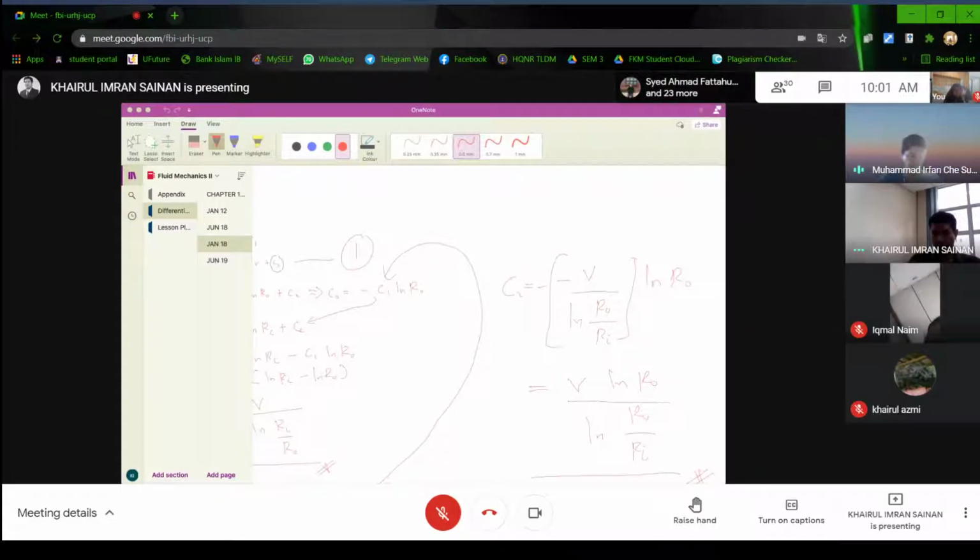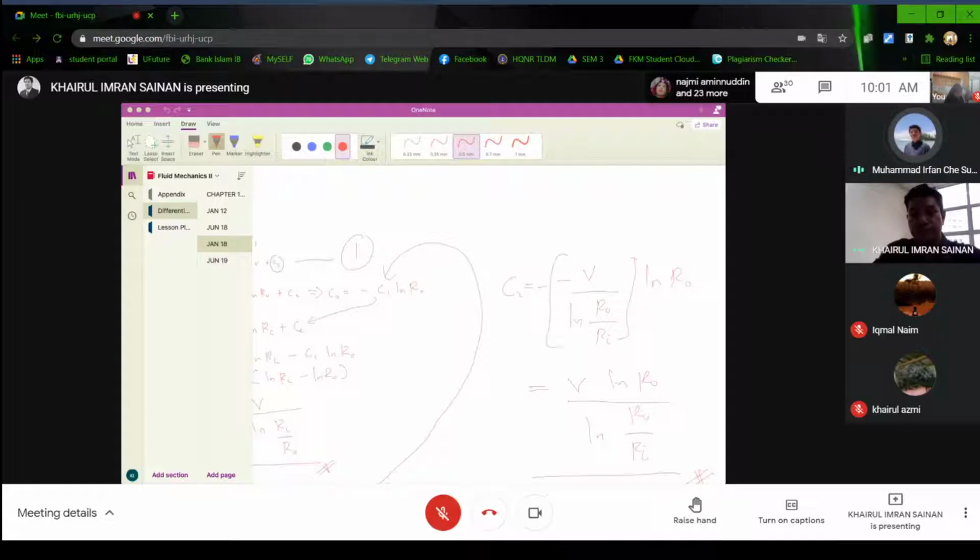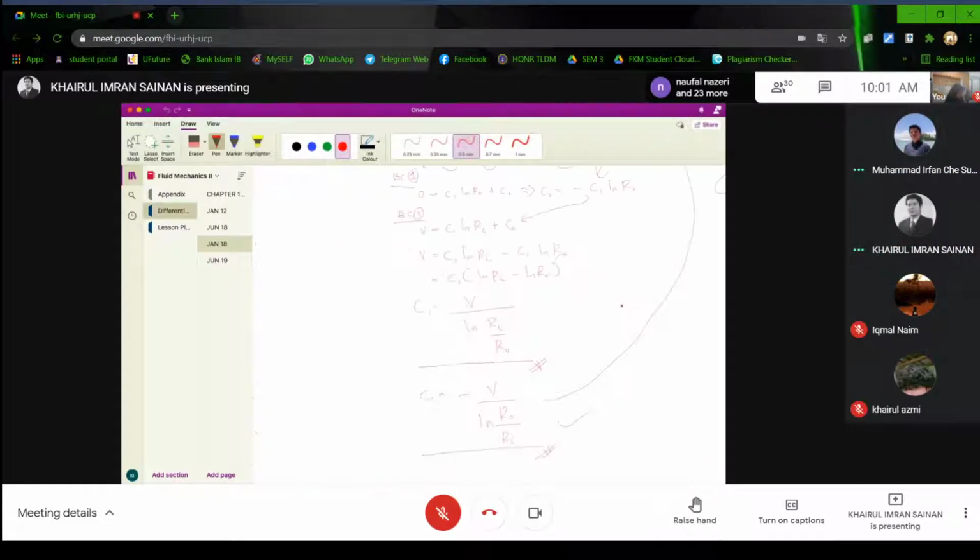Sir, I have a small question about C1. There is a final answer, sir, for ln R inner over R outer. After that it becomes negative. How is that, sir? Why? This one is the answer, right? Yes, C1 equals V divided by ln R inner divided by R outer, right?